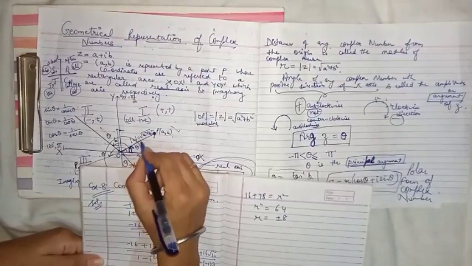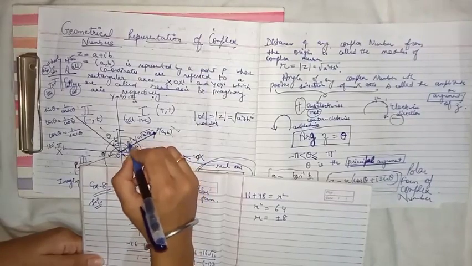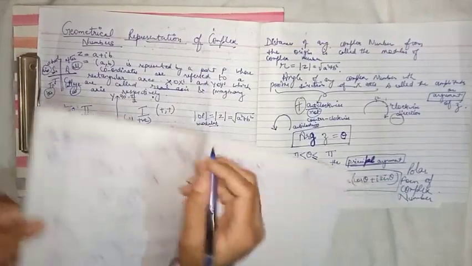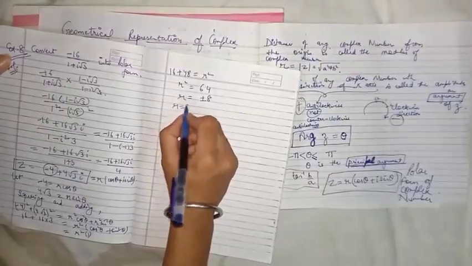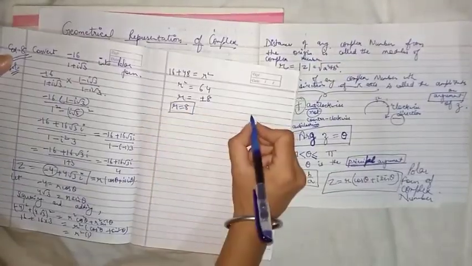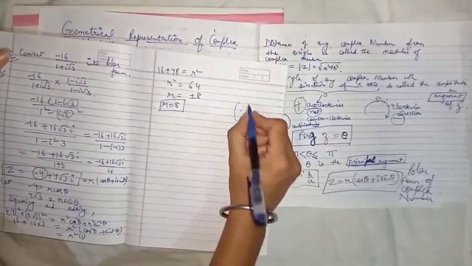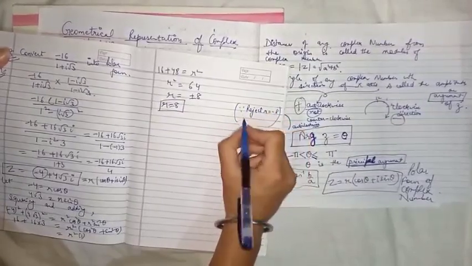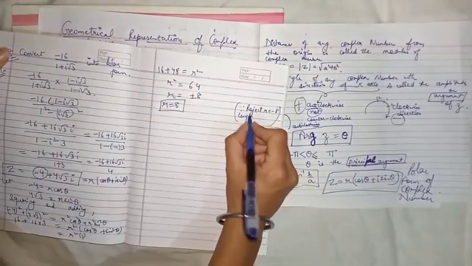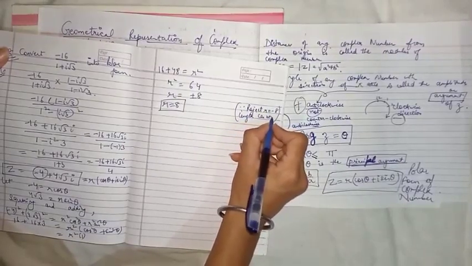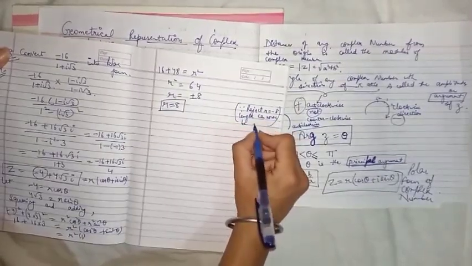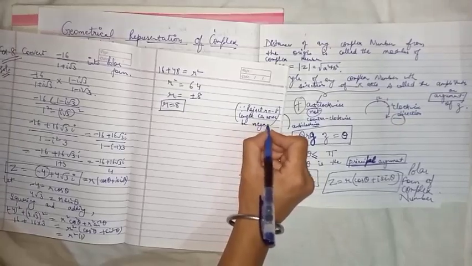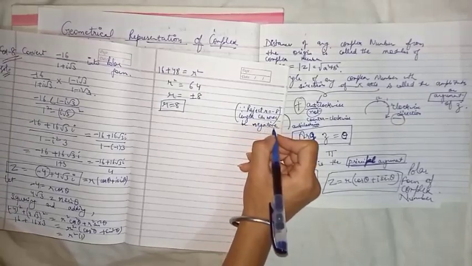Now as you know that this is the value of r, that is mod z. This is the length, and length is always positive, so reject r equal to minus 8, because length can never be negative. Length can never be negative.